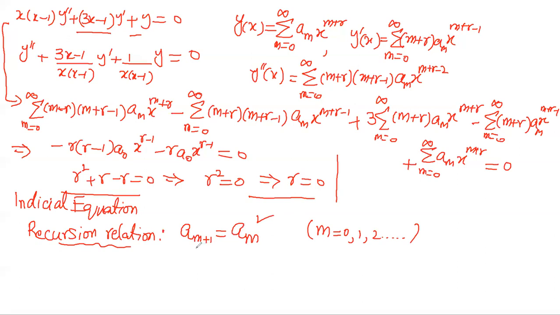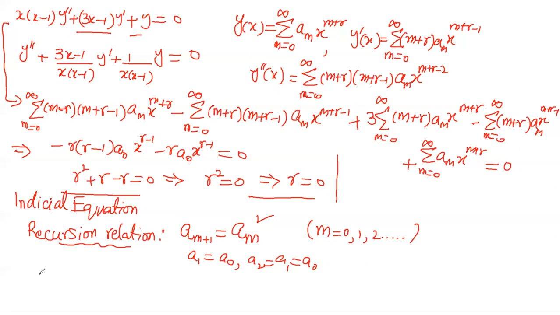So what does it mean? If we take m equal to 0, a1 will be equal to a0, and then a2 will be equal to a1, which means it will be equal to a naught. So all the coefficients of the equation will be equal to a naught.